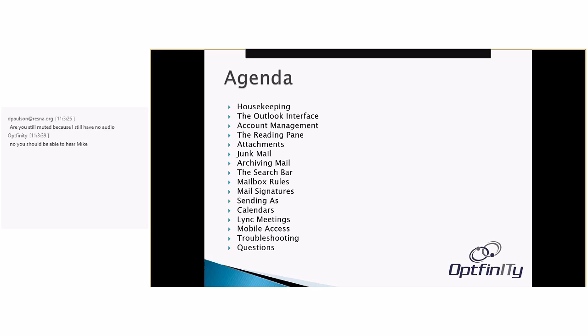Brief agenda of what we're going to talk about today. Housekeeping, we'll talk about just the call and what's going on. We'll talk about the Outlook interface. Run through some of the basics of Outlook. This is a basic Outlook presentation. We'll probably do an advanced one a little later this year. But we'll talk about the reading pane, attachments, junk mail, how you can archive mail. Talk about the search bar, as well as some mailbox rules and signatures, sending as, calendar, and then we'll talk a little bit about troubleshooting as well.